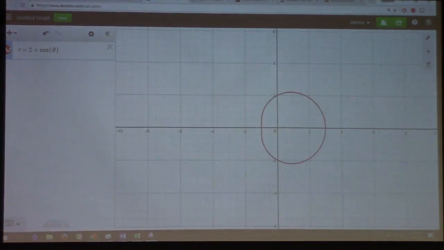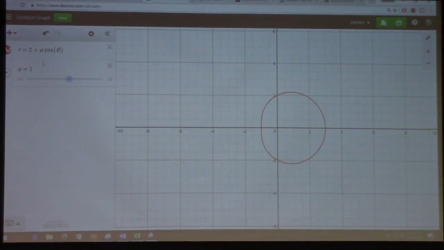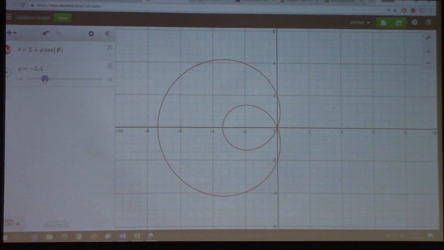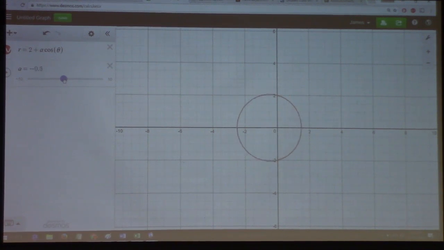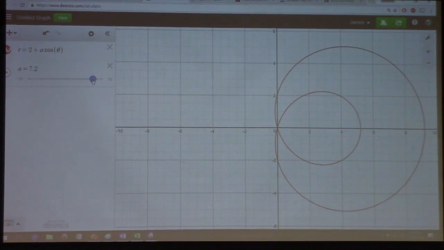Check this out. This is called a limaçon, I think, if I remember right. Add slider. Let's study what happens as you change that a there. Check it out. Whoa, whoa, whoa! What's happening to me? You're torn inside out. Such violence. Look at this.